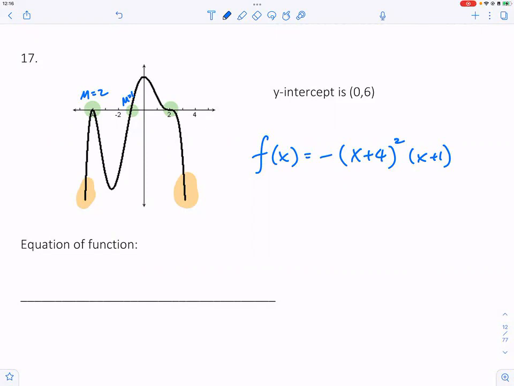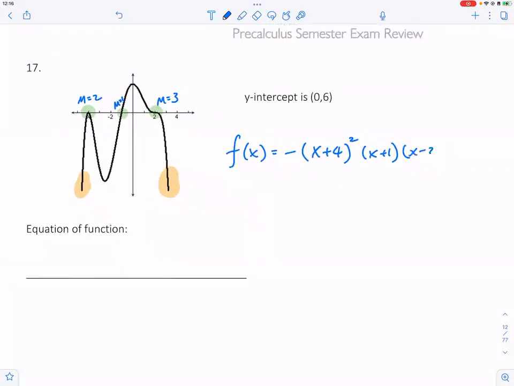All right, and then the last root, we have a root at x equals 2, and this behavior shows you that the multiplicity is 3. So we have x minus 2 to the third power. Now, to double check that you are correct, you can look at the degree. From here we have x squared times x, which gives x cubed, and then another x cubed gives you x to the 6th power.